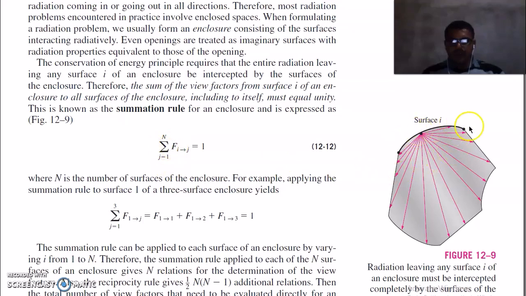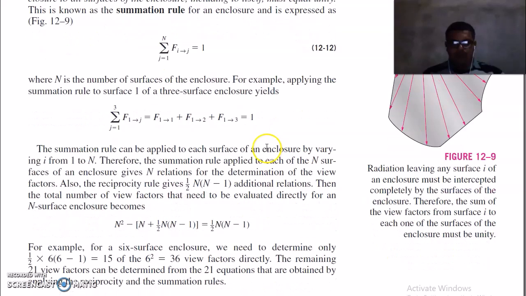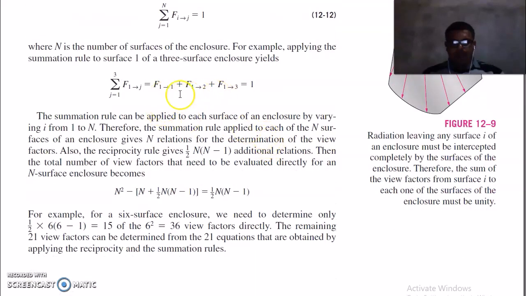So this is surface I. You can see, radiation leaving any surface I of the enclosure must be intercepted completely by the surfaces of the enclosure. Therefore, the sum of the view factors from I to each one of the surfaces of the enclosure must be unity. Meaning if you take the sum, it must be equal to 1. So this summation rule is helpful in reducing the number of view factors.